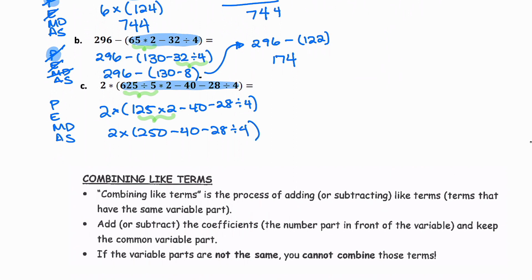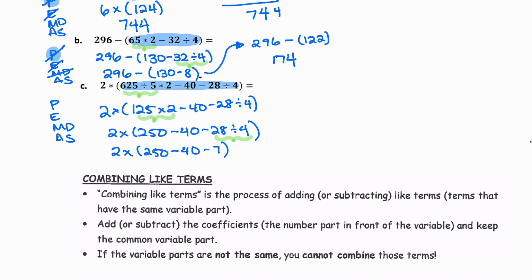I'm not done with multiplication or division. Oh, it's right here. So we're going to divide the 28 divided by 4. That's going to give me 7. So I'm going to write this all down, except when I get to that green part, I'm going to write 7. 2 times 250 minus 40 minus 7.